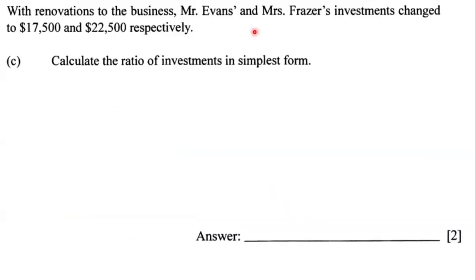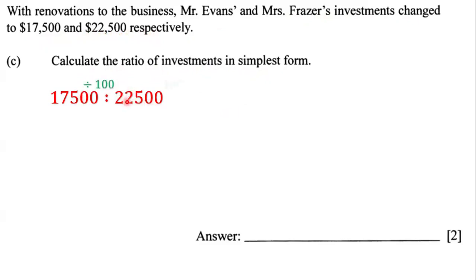Next, it says with renovations to the business, Mr. Evans and Mrs. Fraser's investments change to 17,500 and 22,500 respectively. Calculate the ratio of investments in simplest form. And so we have Mr. Evans, which is 17,500, and Mrs. Fraser's, which is 22,500. Now we have to simplify this.